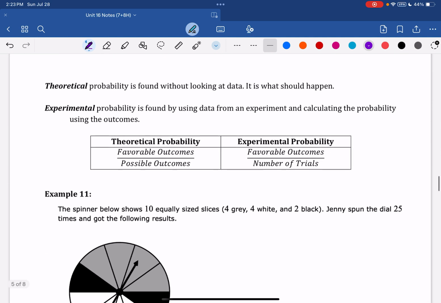All right, we have something called theoretical probability and experimental probability. Theoretical probability is found without looking at data. It is what should happen. So we just did theoretical probability, okay? We didn't actually experiment to see what happened. We just said, okay, if you toss a coin, what is the probability that you're going to get heads? What is the probability that you're going to get tails? Experimental probability is found using the data from an actual experiment and calculating the probability.